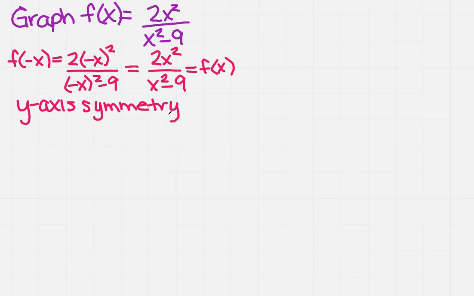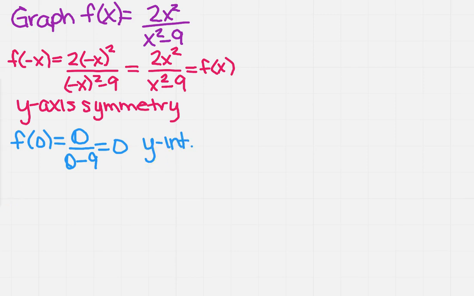Now we want to look at intercepts. So we're going to look at a y-intercept. If we have a y-intercept, that means that everywhere there is an x, we're going to put in 0. So I'm going to get a 0 on the top over 0 minus 9, which is just 0. So this is going to be my y-intercept.